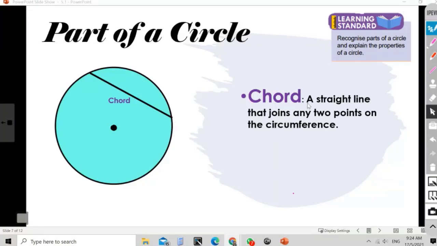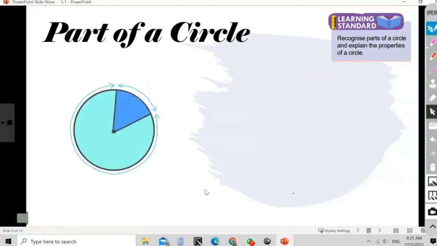A straight line that joins any 2 points on the circumference. So it joins 2 points on the circumference, but it's not passing through the center. So we call it a chord. Okay, so next part.